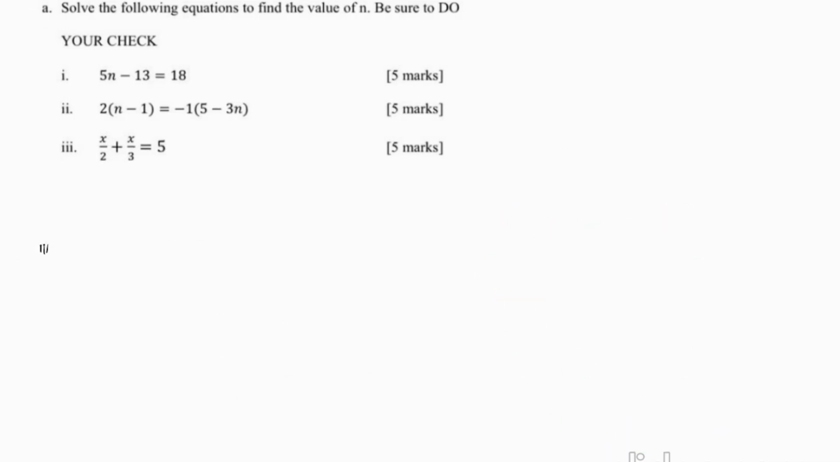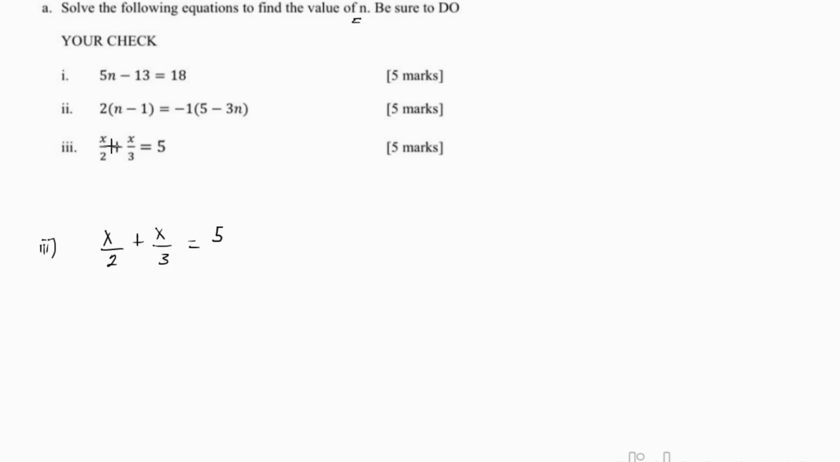Okay, so now let's look at the third one. x over 2 plus x over 3 is equal to 5. Again, we are solving for x here. I know the instruction says find the value of n. It's just a typographical error, right? We're solving for the variable here, which is x, okay?